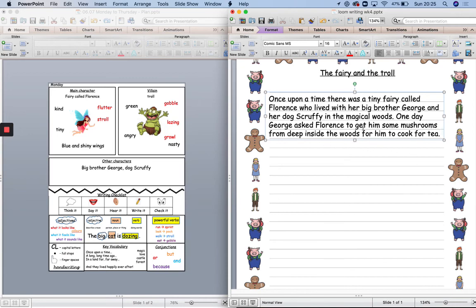Maybe get. George asked Florence to get him some mushrooms. I'm going to change that to fetch. Just a bit of a nicer verb to use. From deep inside the woods for him to cook for tea. I'm going to try and get because in there, my conjunction. From deep inside the woods because he wanted to cook them for tea.